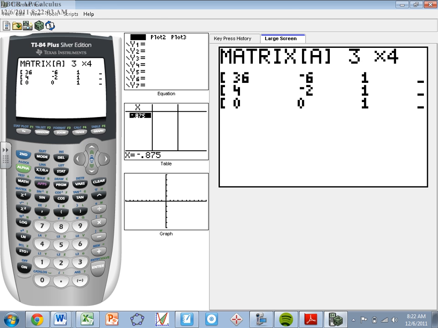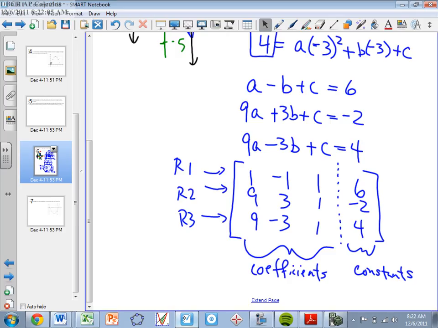Okay? Let's go back to our actual problem and take a look. How many rows do I have? 3. How many columns? 4. So it's a 3 by 4. Again, the dimensions of a matrix are always rows by columns. The dimensions of a matrix are the amount of rows by the amount of columns.